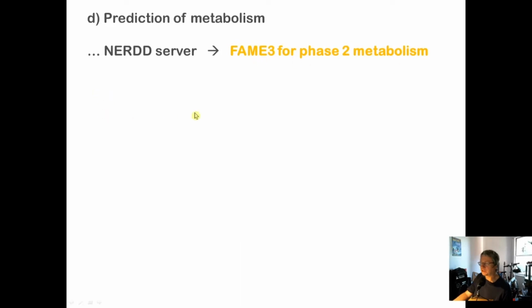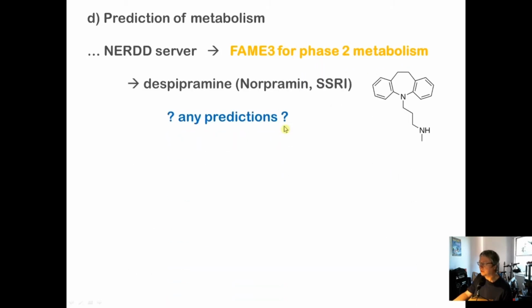And let's try it also with the NERD server. And this is just going to show the probability of phase 2 metabolism. So let's try desipramine again, this tricyclic antidepressant. And again, what FAME3 is going to do is determine the probability of metabolism, so not necessarily what the metabolites are, but what the probability is.